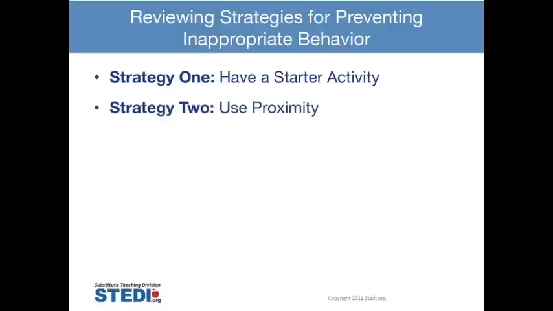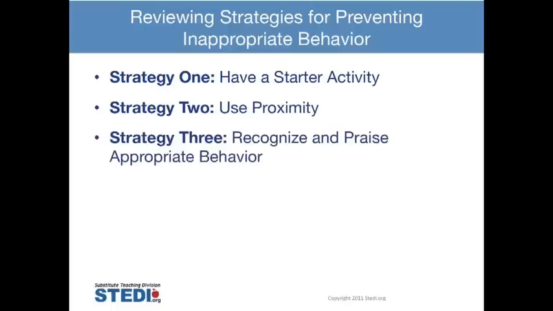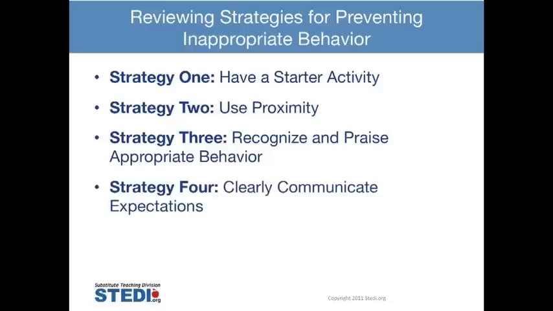Strategy 2, use proximity. Be near the students. Continually walk around the classroom and you're wanting to look for appropriate behavior that you can recognize and thank. Strategy 3, recognize and praise appropriate behavior. Realize that the behavior you're going to pay attention to is the behavior that's going to prevail in the classroom.